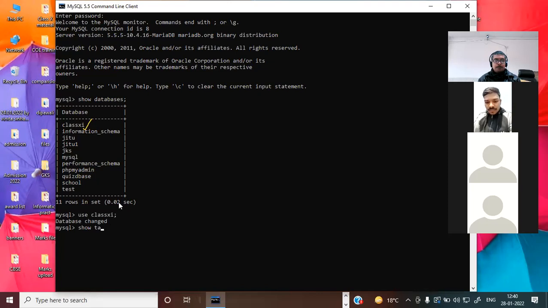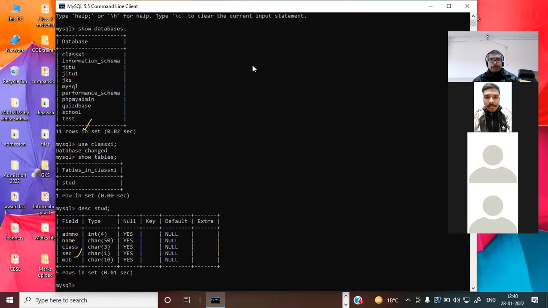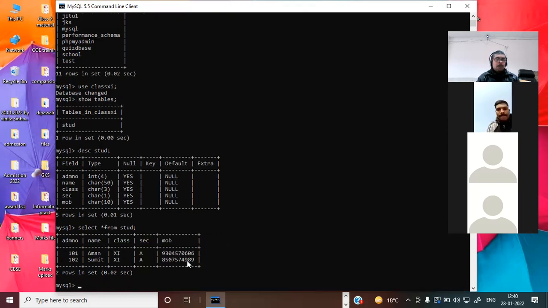I will see 4 tables. I was using this table. In order to see the structure of the table, what was the structure? Okay, so let me revise.